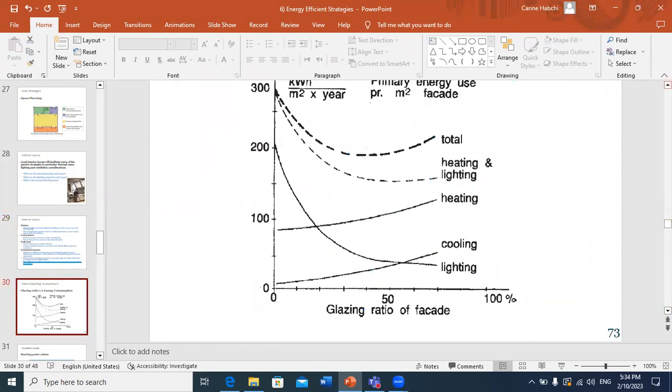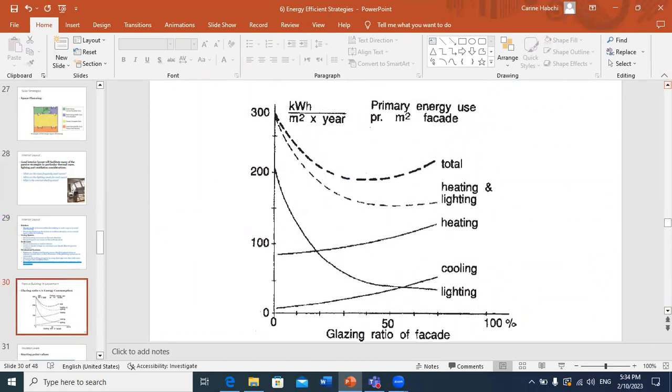Now, let us discuss, for example, how we can optimize, and this can show us how we can do optimal analysis whenever we want to do any passive strategy. Let us say we want to design a glazing facade, and we want to determine what is the glazing ratio that should be used on this facade. This will always require an optimization study. Why? Because you have some factors that will be enhanced by increasing the ratio of glazing. On the other hand, you have other factors that will be reduced.